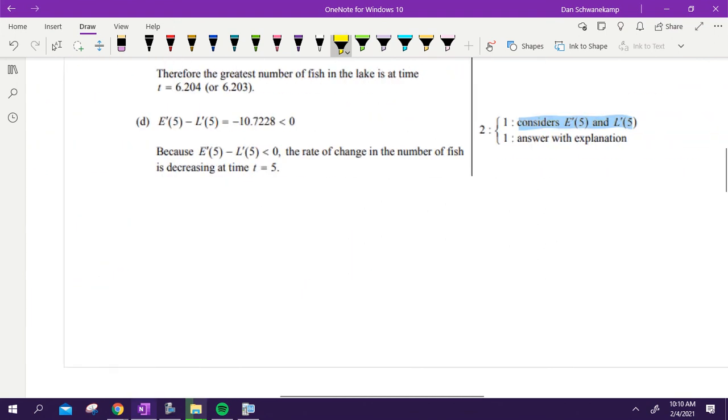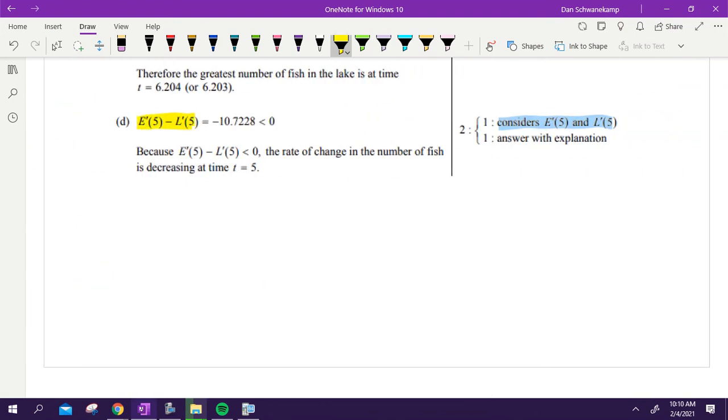Okay. Looking at our answer key, here's what they did. They didn't give it a cool name. They just called it E prime minus L prime. It was negative 10, and that number is less than 0. So as long as you consider E prime at 5 and L prime at 5, you scored a point. And then your answer with an explanation. It is decreasing. Why? Because that rate is less than 0. The derivative is less than 0. Makes sense on how we scored that.